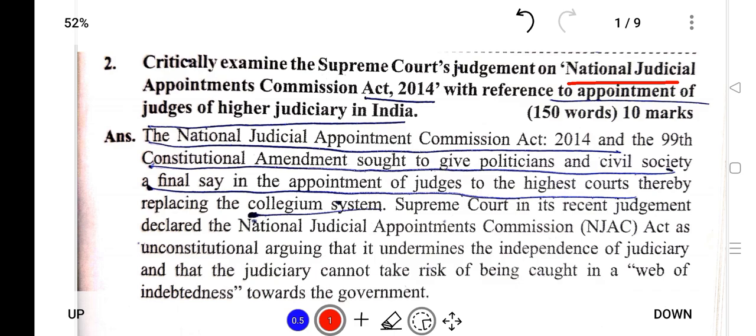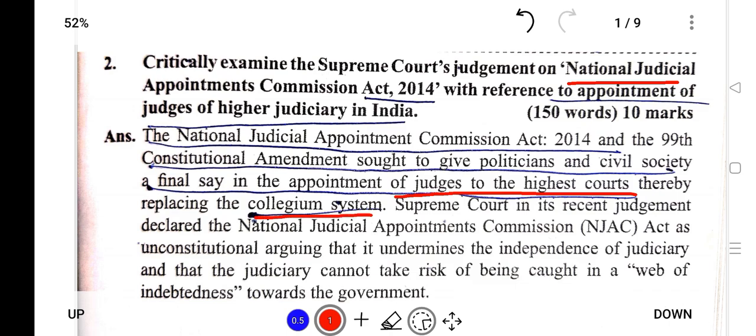This question was asked earlier for 2 marks. So let's assume that the question may be asked for 5 or 10 marks. The National Judicial Appointment Commission Act 2014 and the 99th Constitutional Amendment Act sought to give politicians and civil society a final say in the appointment of judges in the higher courts, thereby replacing the collegium system.